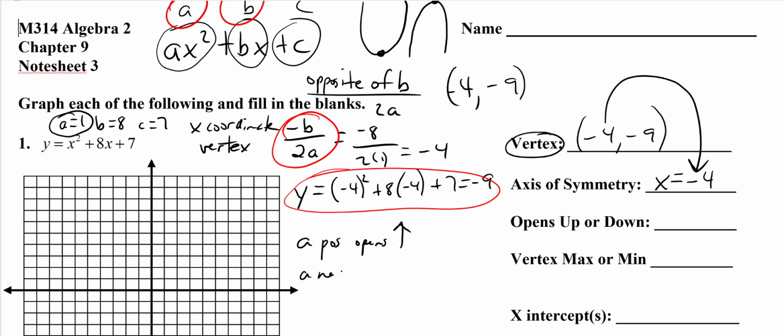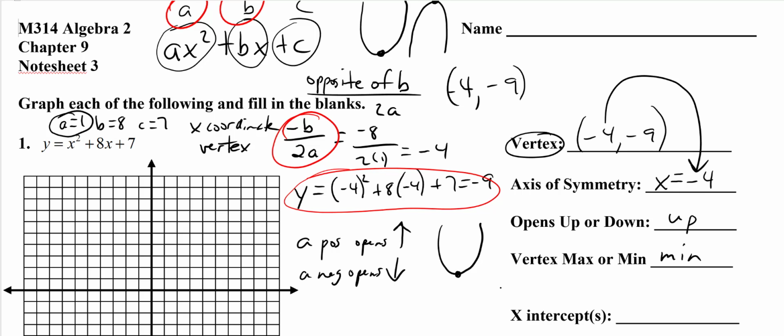If a is negative, it opens down. That's basically what it is. Okay? So a is positive here. That means it's going to open up. So think logically. If it's going to open up like this, what is that vertex? Is it a low point or a high point? Well, it's the low point. It's the minimum. So that's what you're going to write here, minimum. Okay, so we have 4 things kind of filled in already.